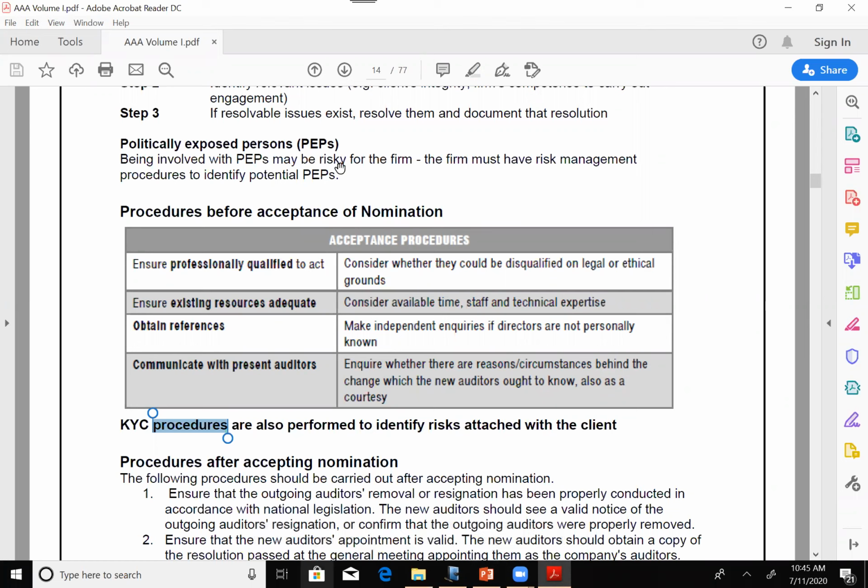Being involved with a politically exposed person. A company with politicians, politically exposed persons, if they are directors. So it is risky for the auditor, of course, because they are public figures and the risk is high. You know very well, to get involved with politicians for a business. Students, so the issues I have discussed already.